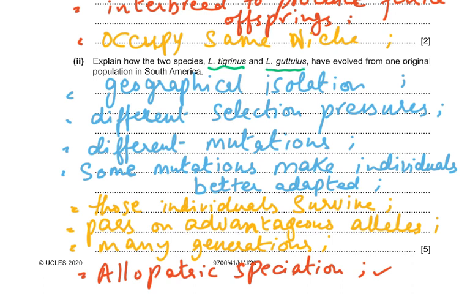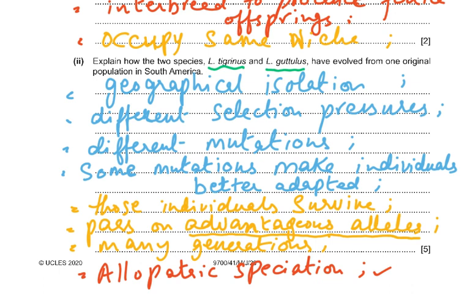Different selection pressures in both the places: different weather, climate. Selection pressures mean weather conditions, climate, food, plants. Different mutations, and some mutations make individuals better adapted. Those individuals survive and pass on the advantageous alleles. Now, this is a very typical biological term: pass on the advantageous alleles. It's not genes, it's alleles. We all have the gene for blood group, but we have different alleles. I'm blood group O, so I have IO, IO. Somebody else is blood group B, so it's IB, IB. Somebody is AB, so it's different alleles.